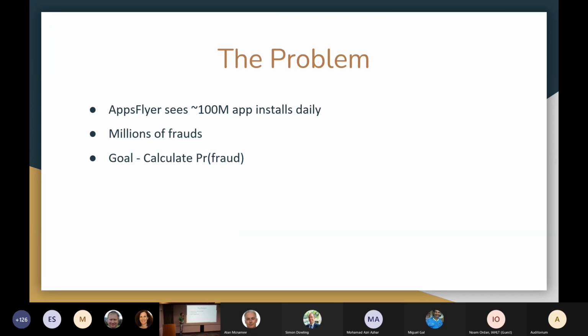Okay, so first off, we're going to start with the problem. So as I said, at AppsFlyer, we get a lot of application installs, around 100 million app installs daily, and we have to detect fraud among them. Okay, and we have millions of frauds among these, so we have a significant portion. And essentially, our goal is to calculate which of these installs is fraud, and maybe we can calculate even the probability for an install to be fraud.